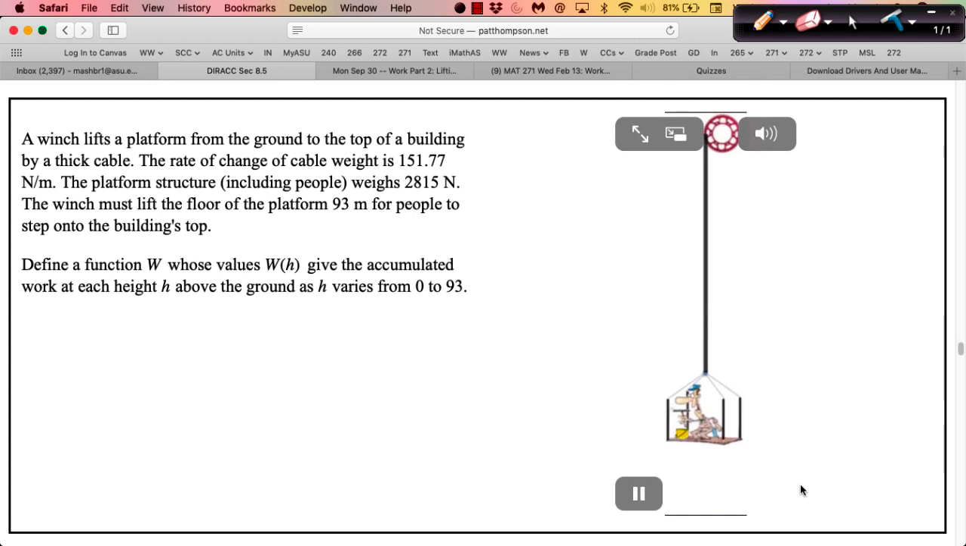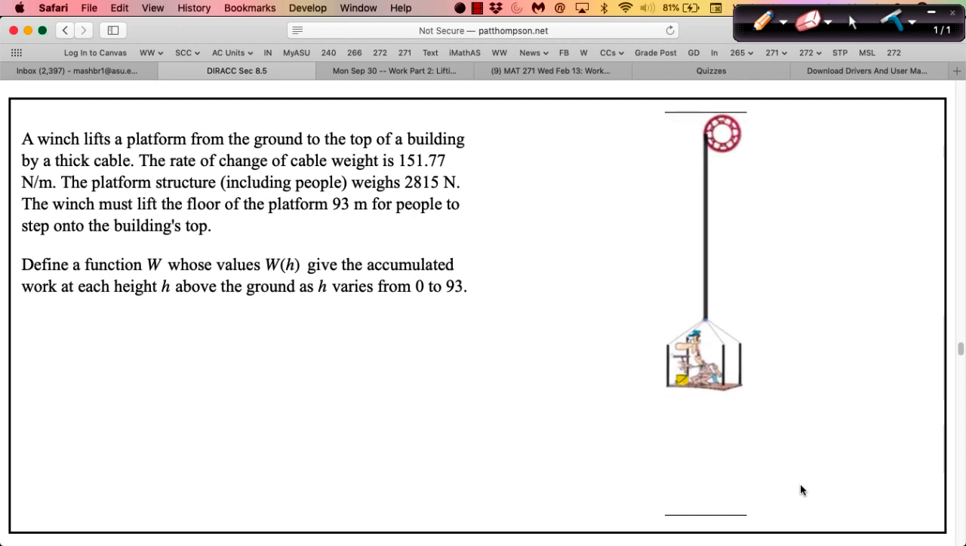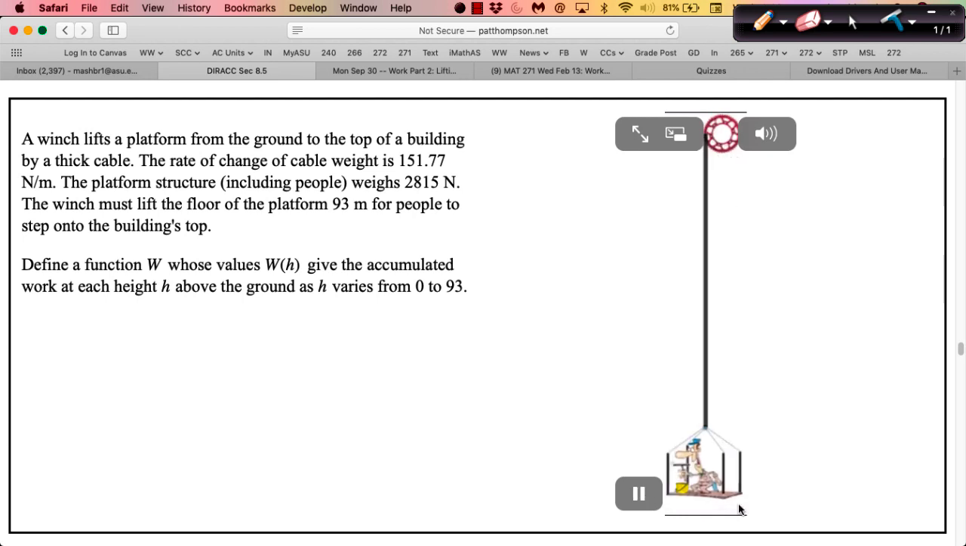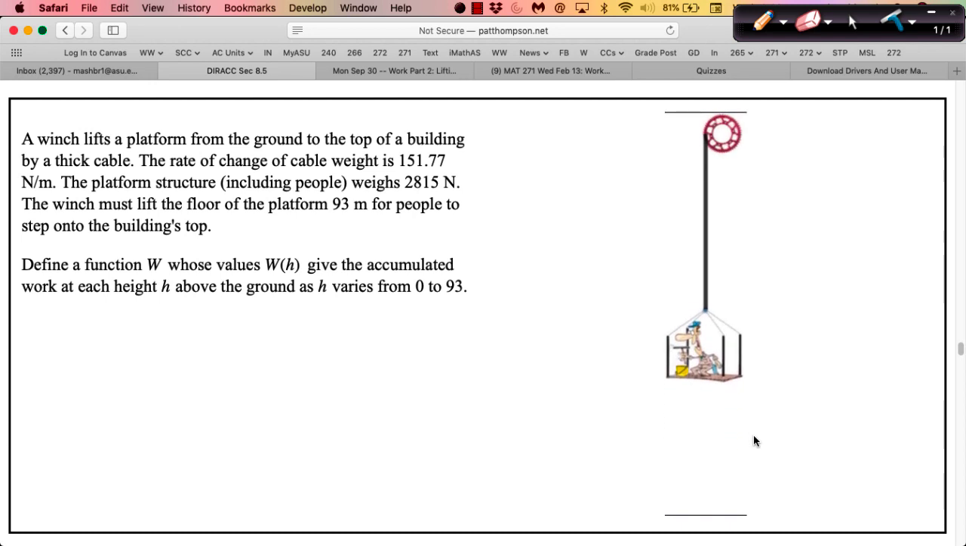Okay, so our goal here: define a function W whose values W(h) give the accumulated work at each height h above the ground as h varies from 0 to 93. So you see that this is a force applied. If I'm lifting something, I'm applying a force, right? Because weight is force. So I'm applying a force to lift it.